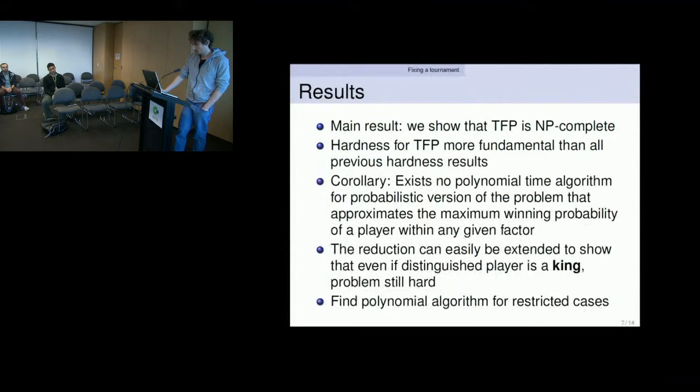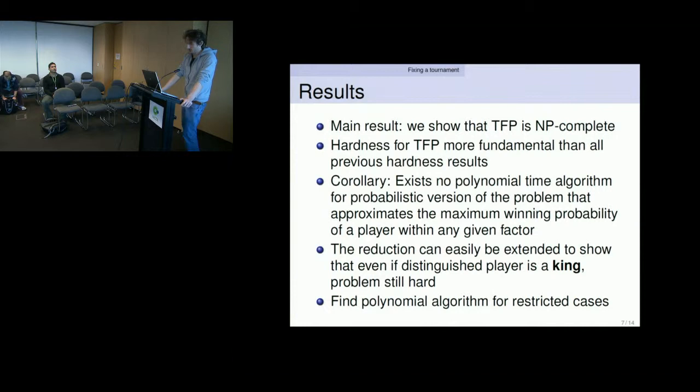So the main result of our paper is we show that TFP is NP-complete, and this hardness result actually implies many of the hardness results which have been shown in previous papers, because we're looking at a more restricted instance of the problem. It also has a few nice corollaries. For example, because of the hardness of TFP, there's no polynomial time algorithm for the probabilistic version of the problem approximating the maximum winning probability within any given factor.